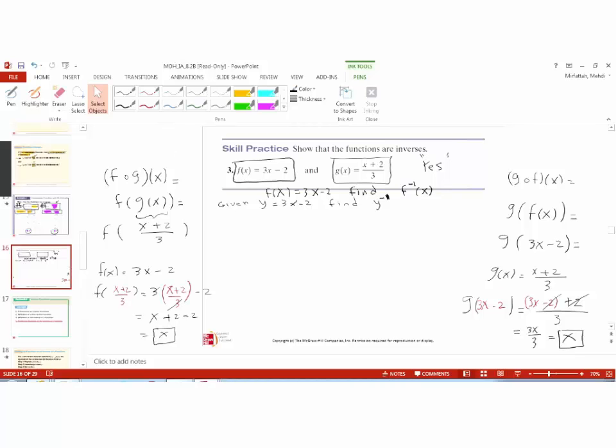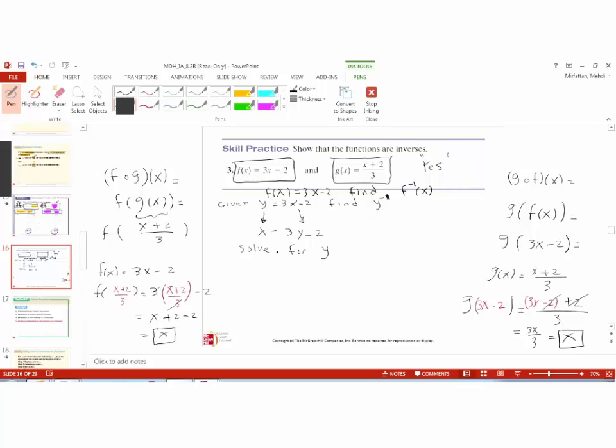Okay, so you replace x with y, y with x. Is that what you mean? Okay, so everywhere I see y, I put x. Everywhere I see x, I put y. And then what do you do with the next step? Solve for y. Yeah, solve for y. Very simple.